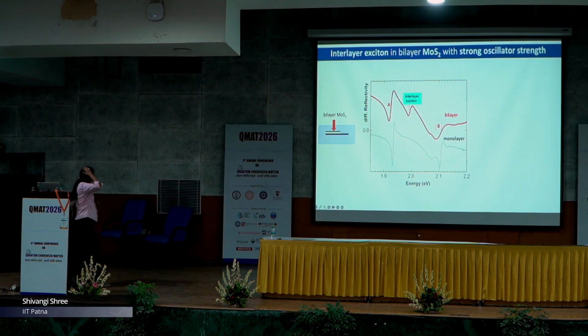So this is the work where we started looking at homo bilayer of MoS2. In this sample we have partially monolayer, and then here you have bilayer. The lower spectrum is for monolayer where we see A exciton and B exciton, and then this is the reflection measurement. In the red curve we see a very strong feature which I have labeled as interlayer exciton.